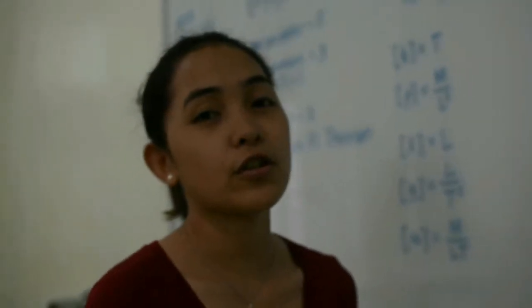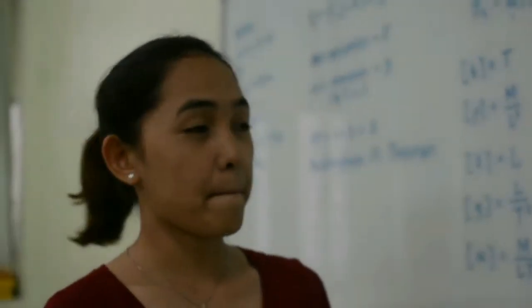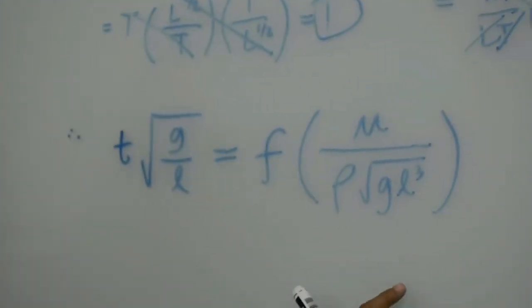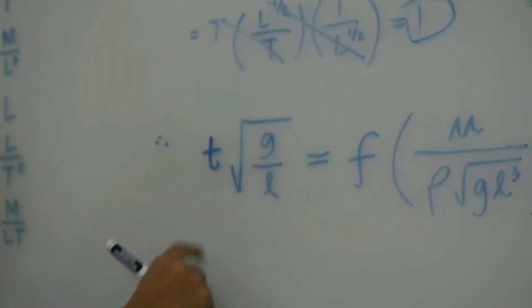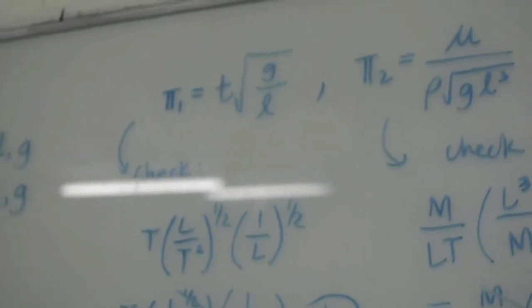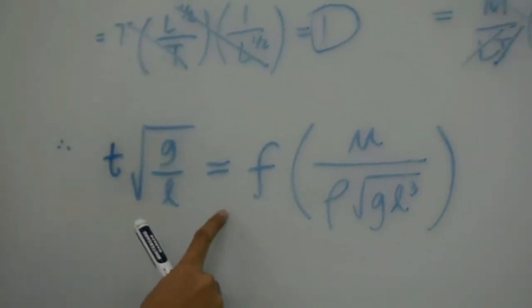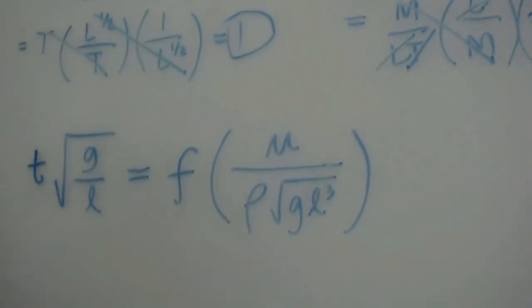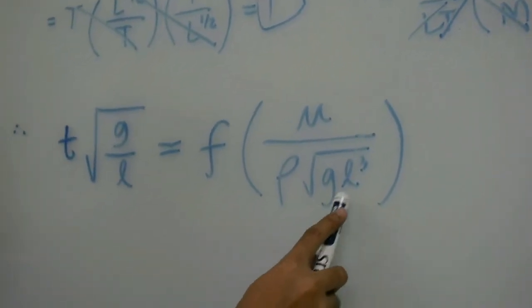In conclusion to the Buckingham pi theorem, makakuha tayo ng ani na expression. So, t times square root of g over l, which is the first group, is equal to a function of the second group na mu over rho square root of g times l cubed.